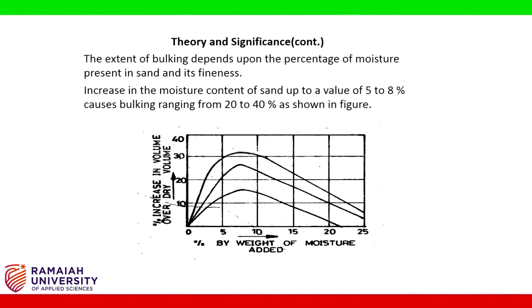The extent of bulking depends upon the percentage of moisture present in the sand and its fineness. Increase in the moisture content of sand up to a value of 5 to 8% causes bulking ranging from 20 to 40% as shown in figure.